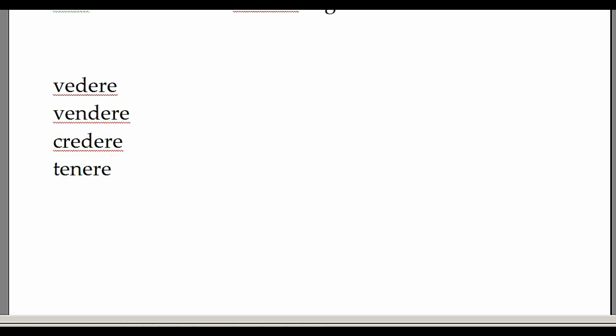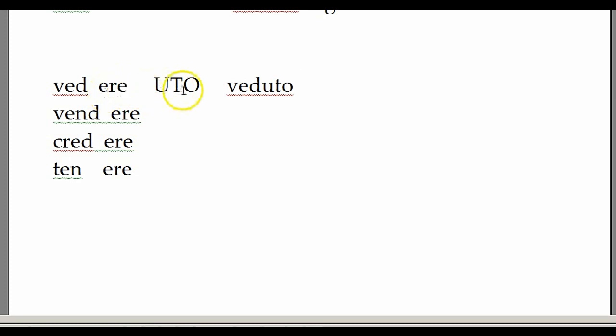So, let's take vedere, vendere, credere, and tenere. Tenere means to keep, to hold. The ending ere will change to uto. So vedere, veduto. Vedere means to see, and this one means seen.